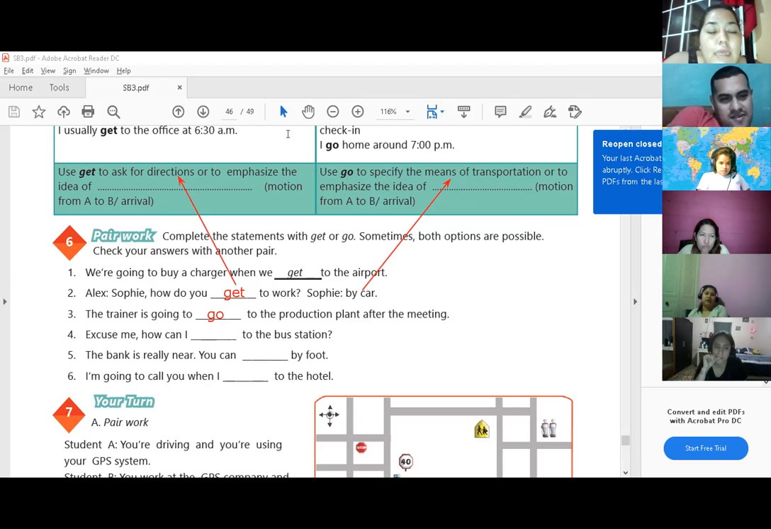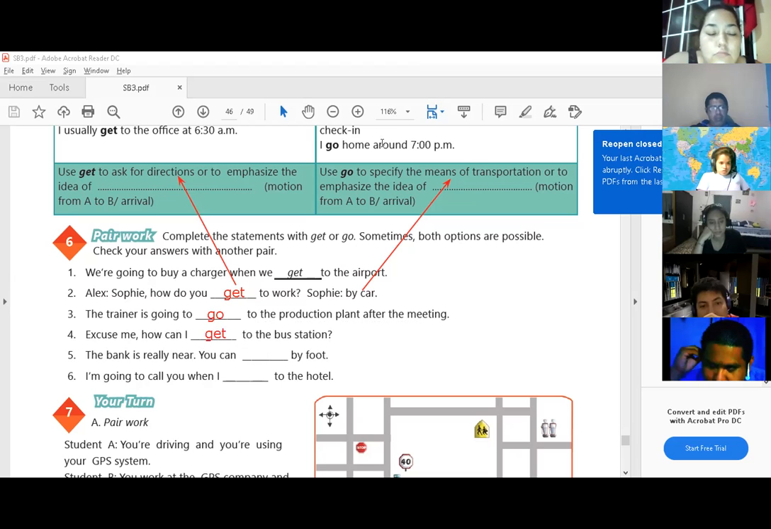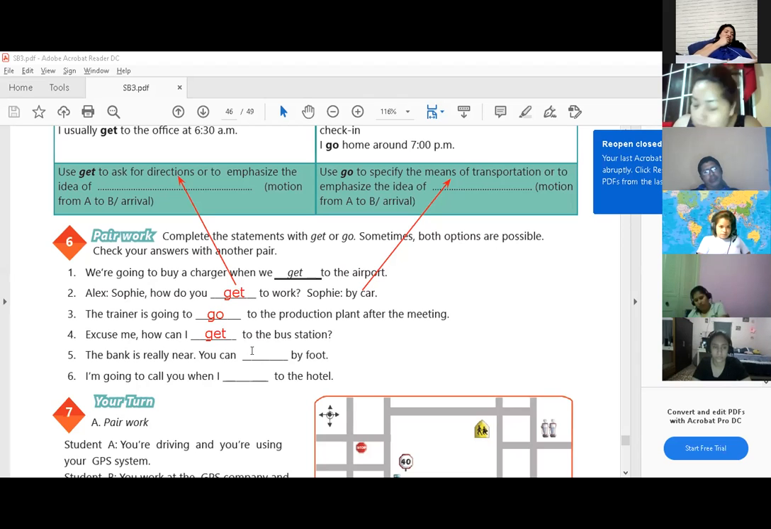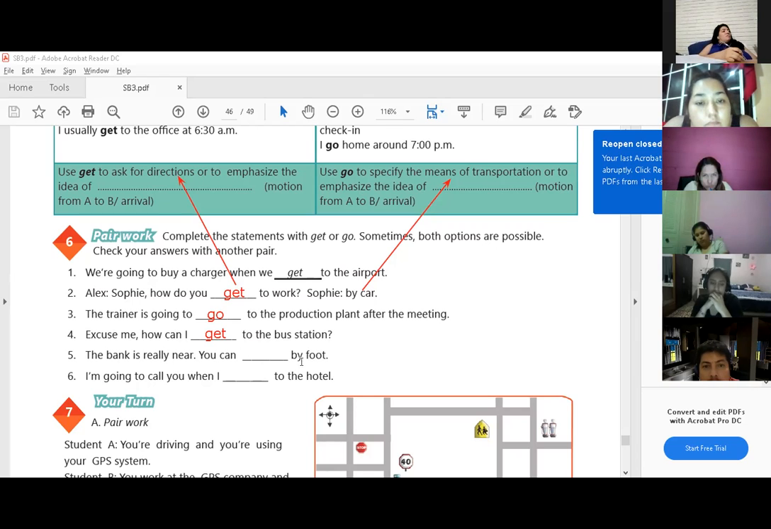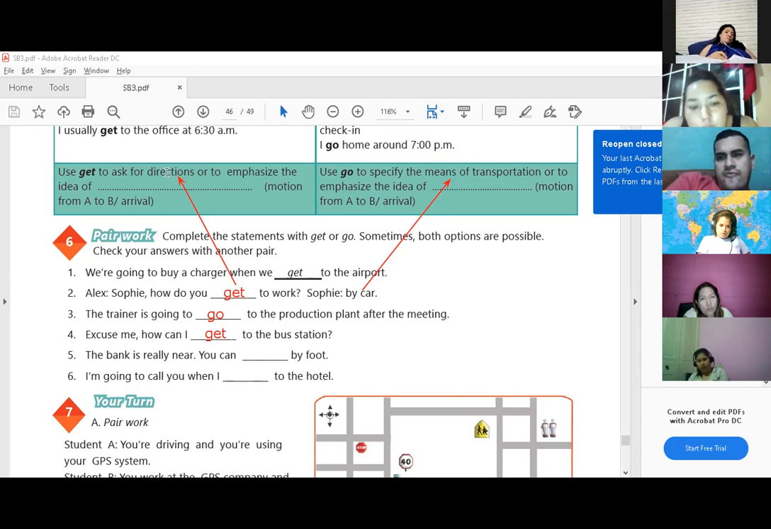Excuse me. How can I get to the bus station? That's right. Why? Transportation. Direction. Exactly. You're asking for directions, right? But the bank is really near. You can get by foot? No, go by foot. Get or go? Go by foot. Transportation by foot. Because you have a mean of transportation right here, you use go. You have a place, you use get.